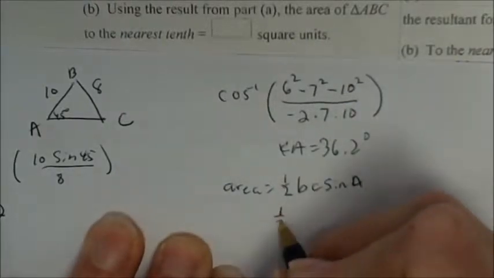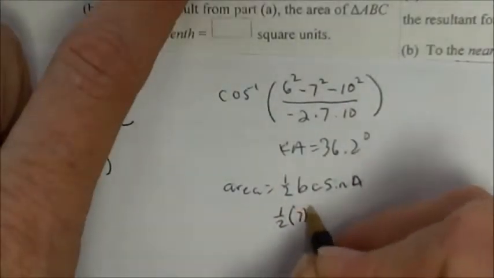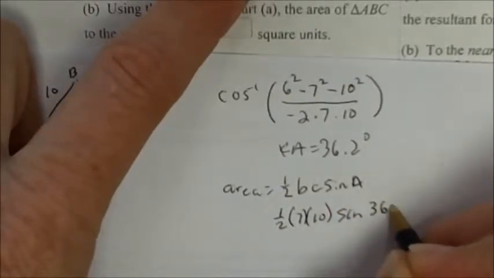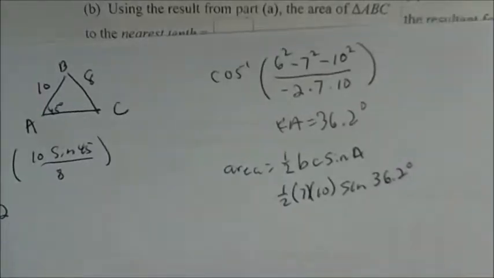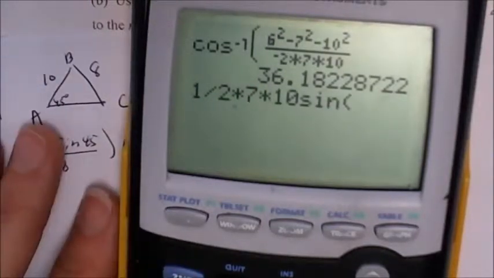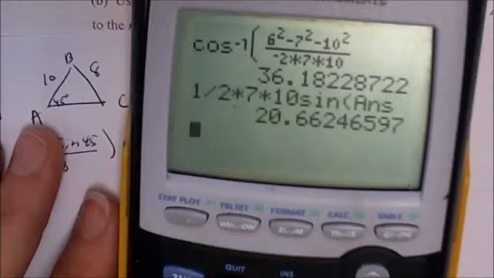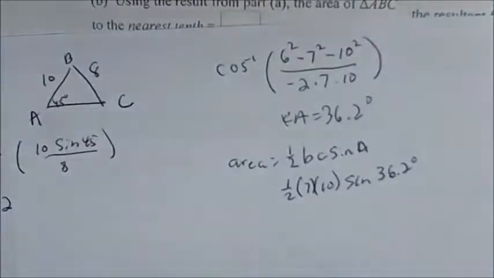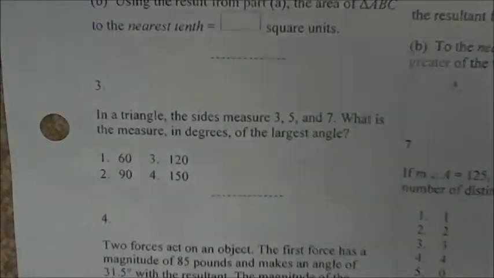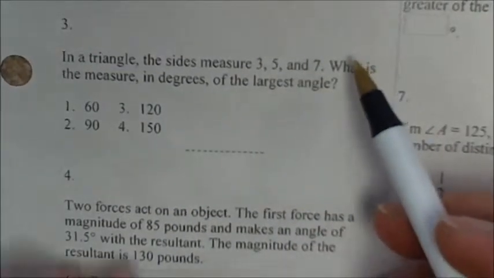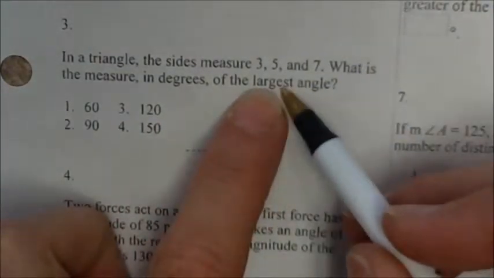And that just goes in your calculator. 1/2, b was 7, c was 10, and the angle A we just found was 36.2 degrees. So when you put that in your calculators, 1/2 times 7 times 10 times the sine of that, I'm just going to pop up that answer that we got before. 20.7 is the area to the nearest tenth. That's the area of that triangle. Number 3. Number 3 has side information, and they want the largest angle.